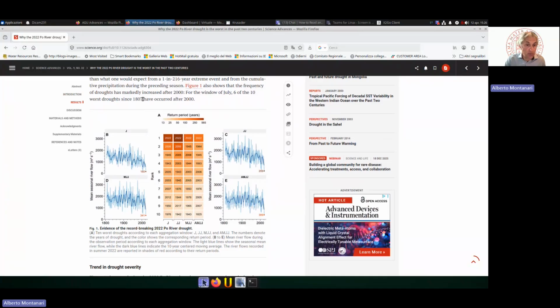So let's look at the first column. The most severe was 2022, meaning that it was the year in the whole record with the lowest flow. The second lowest July flow was 2006. The third lowest July flow was 1945. Let's look at the second column, flows in June and July. The most severe was again 2022. The second most severe was 2006. The third one, 2005.